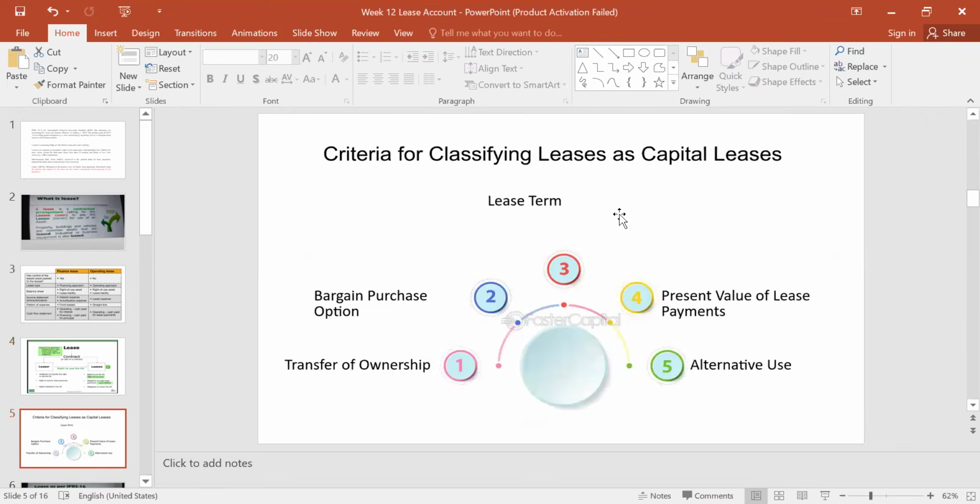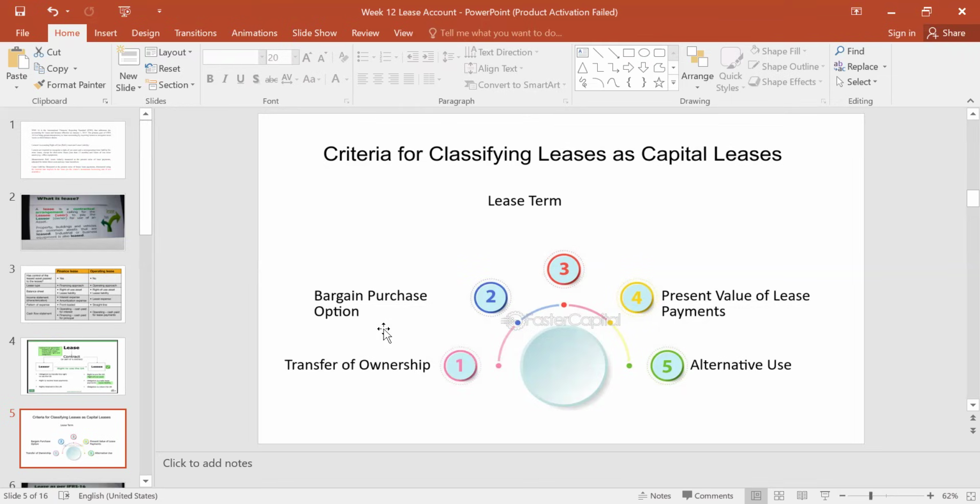This is the basic criteria. The criteria for classifying a lease as a capital lease. Capital lease means finance lease. Finance lease and its criteria. At first, bargain purchase option. This is the very crucial point, the first condition to complete a lease agreement. Before the agreement, if you make a mistake, you cannot call it a lease agreement or lease contract.